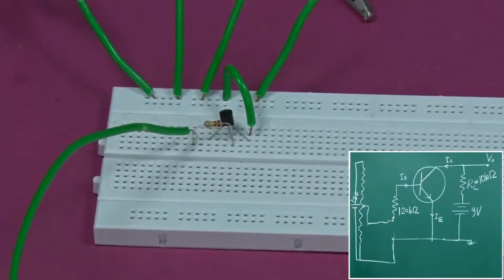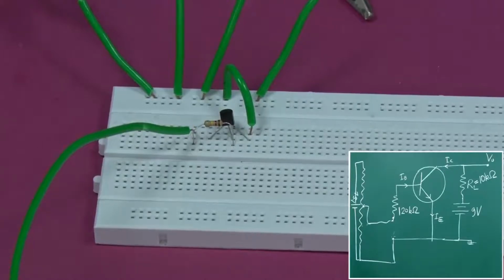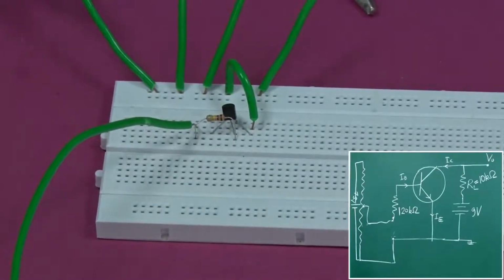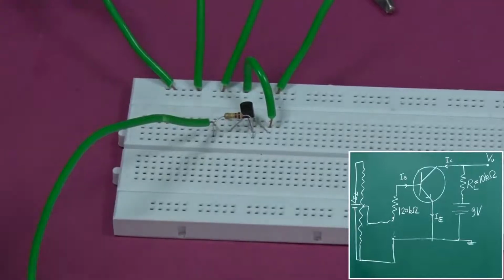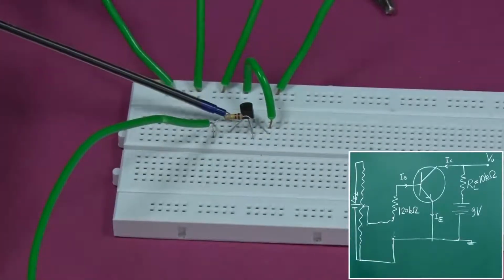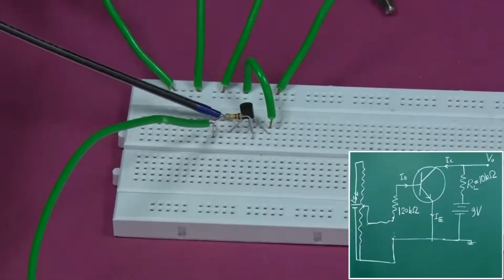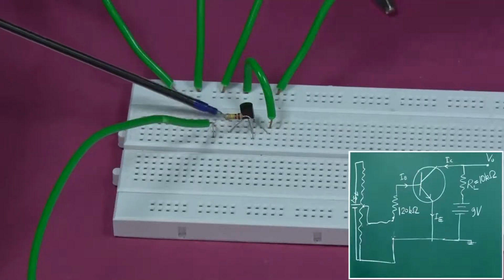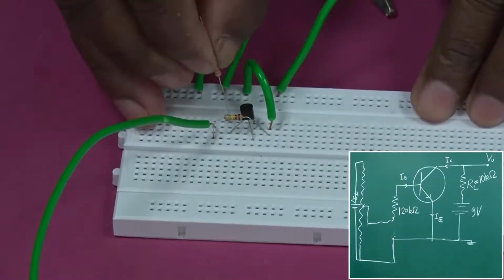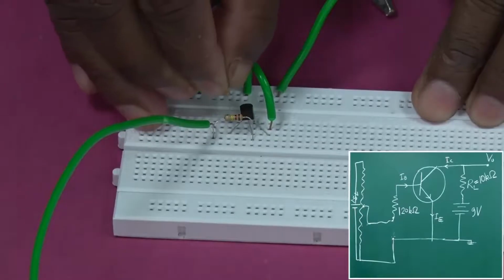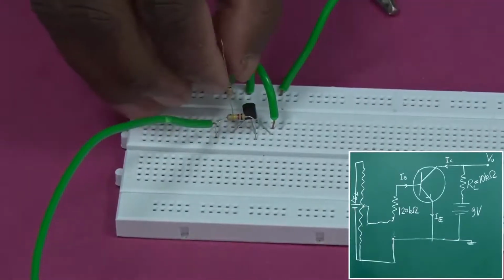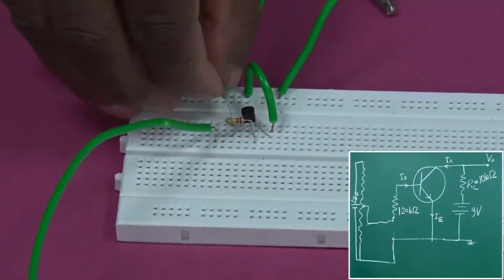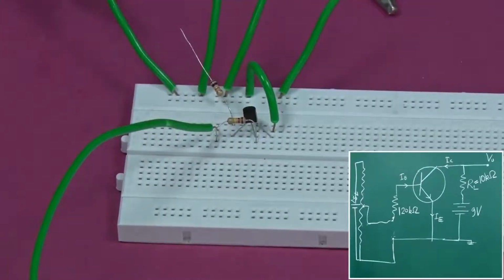Now, let us come to the collector part. From the collector we have to add a 10 kilo ohm resistance. So, where is the collector? The collector is here. In that same line you have to add a 10 kilo ohm resistance, and the 10 kilo ohm resistance should go to the 9 volt battery.